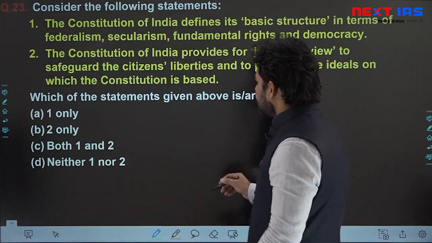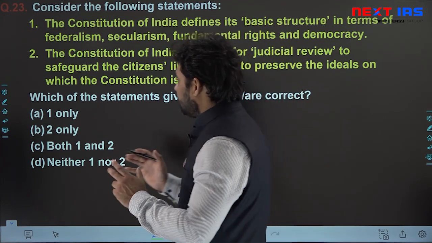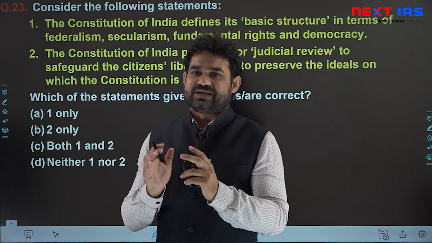So obviously, it becomes relatively sometimes a difficult task to frame the entire syllabus.